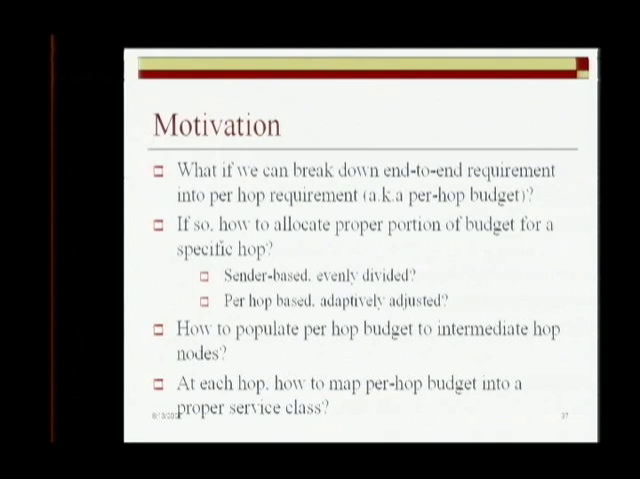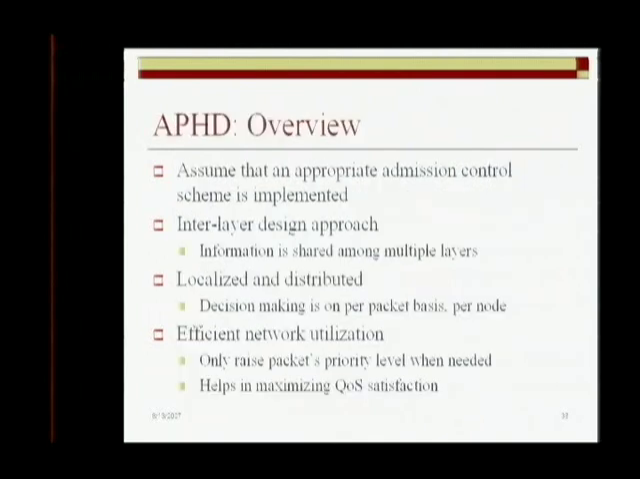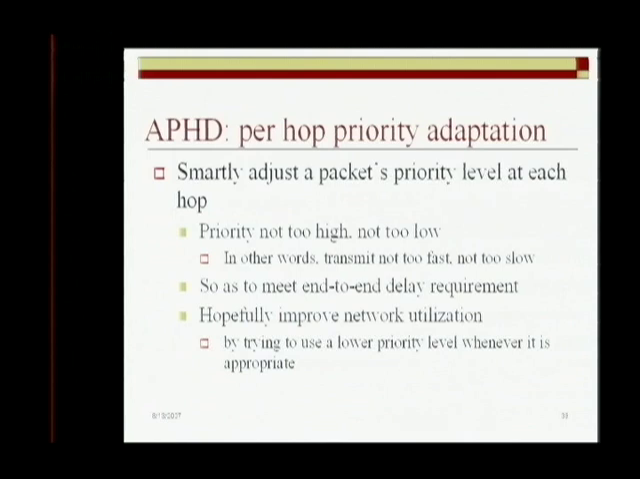Okay, this is, as I said, borrowed from the DiffServ architecture. So by doing that, you can have these end-to-end requirements embedded into the scheme. And the other nice thing is you are not changing the standard, you are still running it over the .11e standard. The only thing that you do is change the way you allocate a queue at every hop. So it's like EDF, earliest deadline first. Right, yeah. So we smartly adjust the packet priority level at each hop so that the priority is not too high, not too low, and it meets the end-to-end delay requirement.